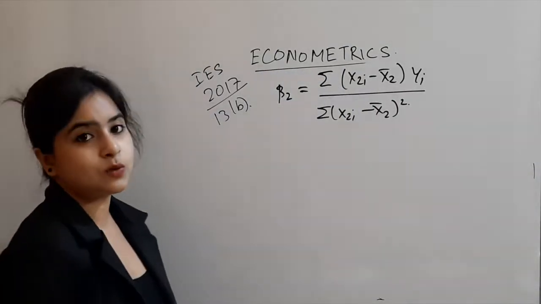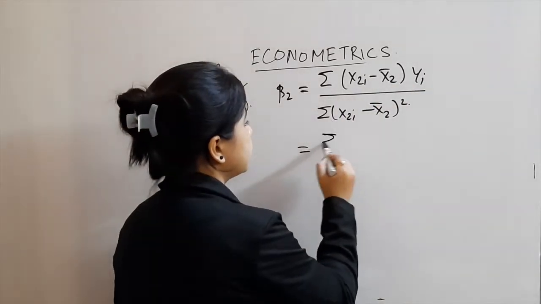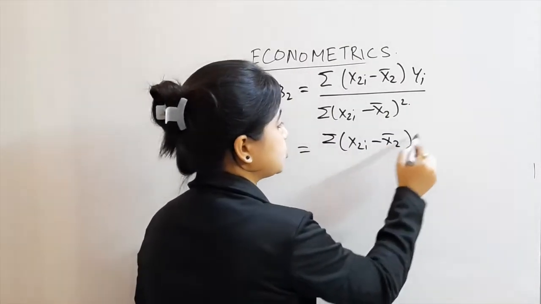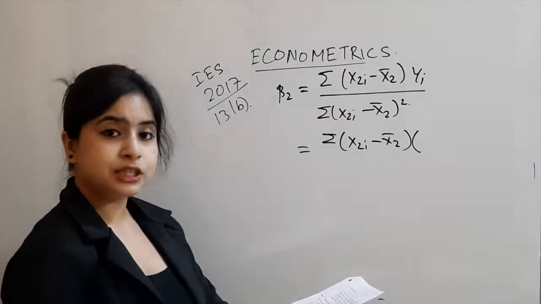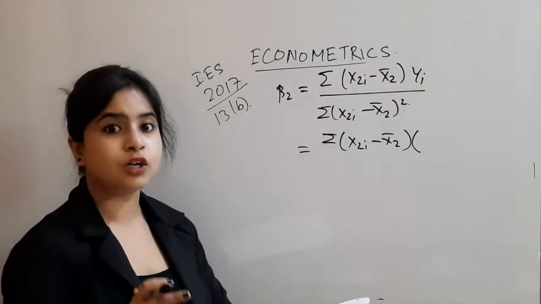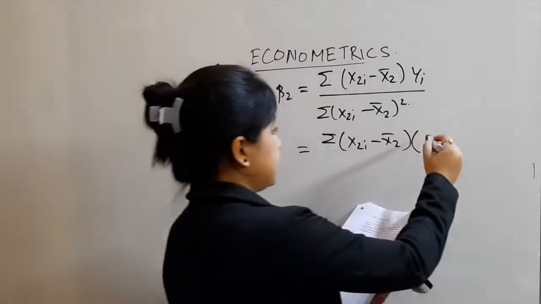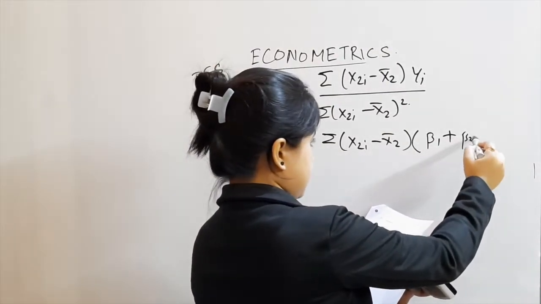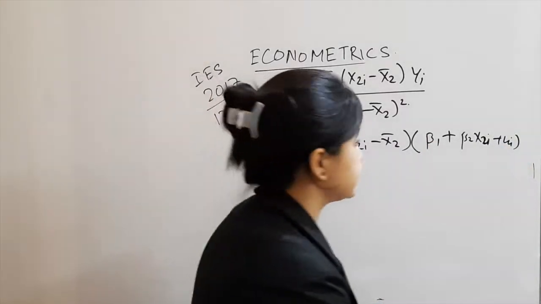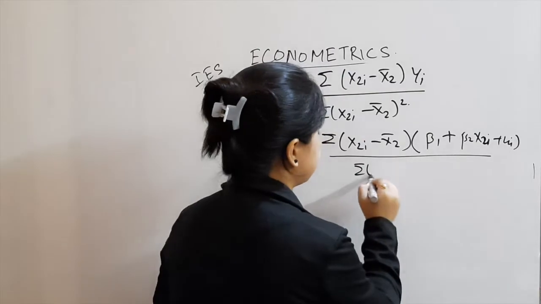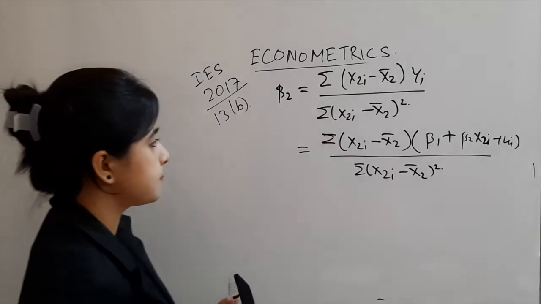Now from equation 1 I'm going to substitute the value of yi over here. For this you can go back to the initial part of the video and have a look at the model. I'm going to look at the question paper and write the model. So here we have beta 1 plus beta 2 x2i plus ui. Yes, that's the one. And this is divided by summation of (x2i minus x2 bar) whole square. So the denominator remains unchanged.